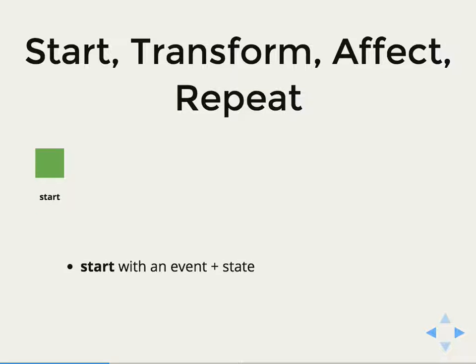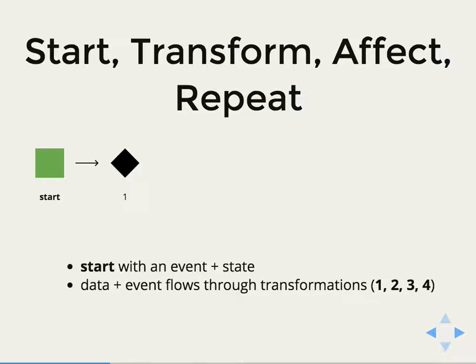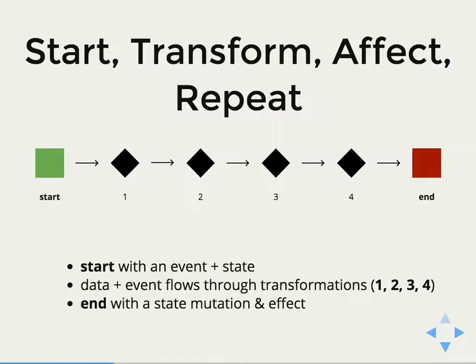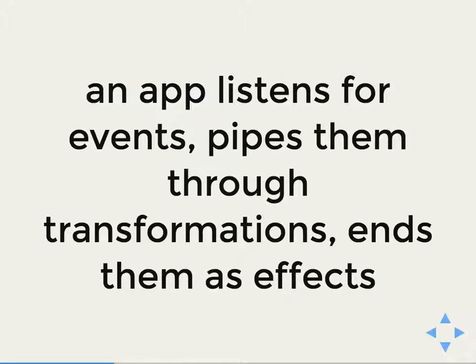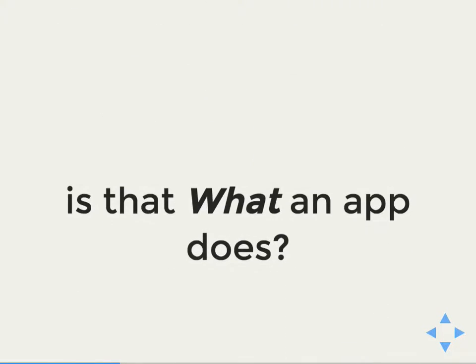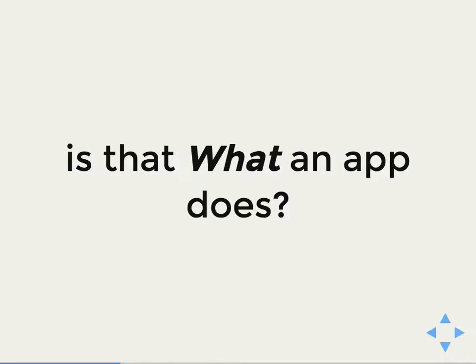All right, so we have a start. We usually start with an event and some state. And that data and that event flows through some transformations like so. And then we end up with a state, a mutation, or an effect of some sort. Kind of like that, a little visualization. So basically an app listens for events, pipes them through these transformations, and ends them as effects. Is that what an app does? I think yes. Are you buying it? All right, do you think I'm crazy?